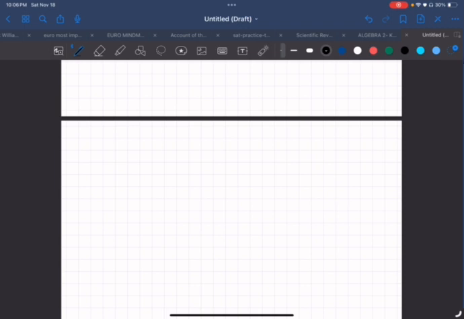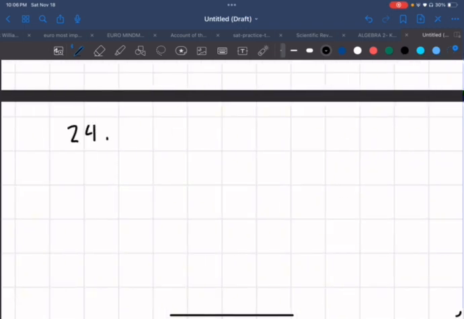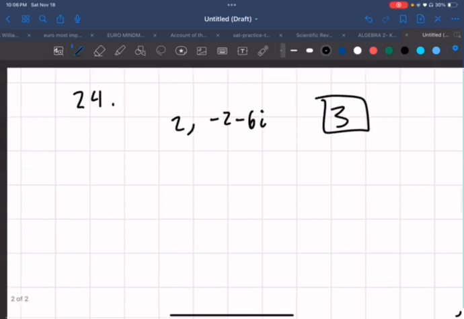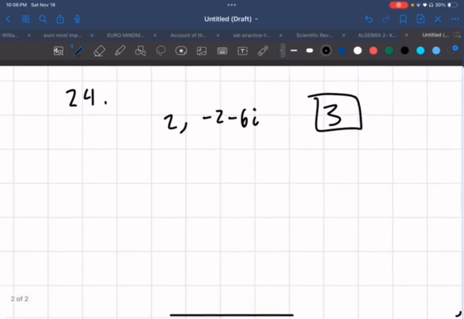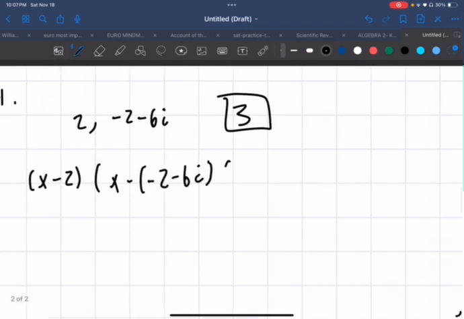Okay, number 24. A polynomial f of x with real coefficients and leading coefficient 1 has the given zeros. Express f of x as a product of linear and or quadratic polynomials with real coefficients that are irreducible over the real numbers. The given zeros are 2 and -2 minus 6i, and the degree is 3. So we know that the degree is 3 because we see 3 factors: x minus 2, and then we know that this is a zero, so the conjugate is also a factor. x minus 2, x minus -2 minus 6i, and the conjugate x minus -2 plus 6i.